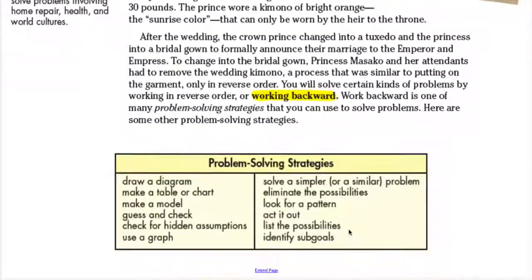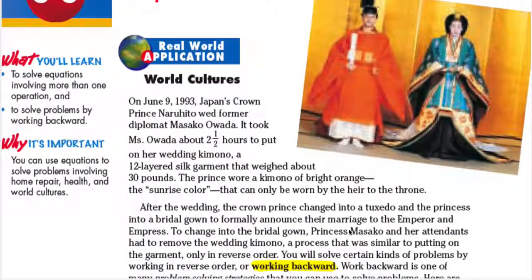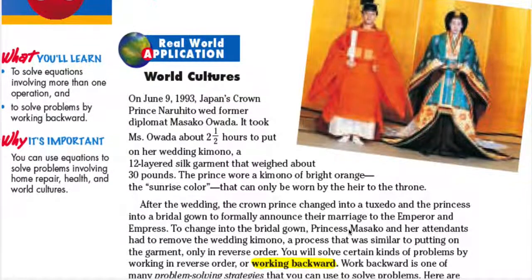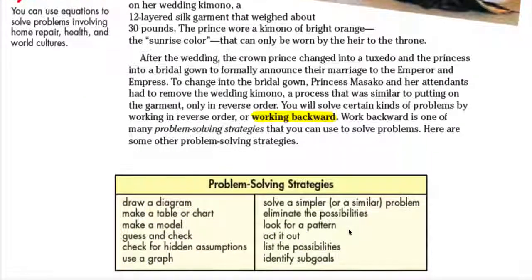Here are other strategies. Take the kimono Miss Owada wore, 12 layers. Before you can take off those 12 layers, you need to undo them by taking off one layer at a time, starting from the last layer going down to the first. Okay, that's working backward. Some other problem solving strategies aside from working backward: drawing a diagram is one of them.